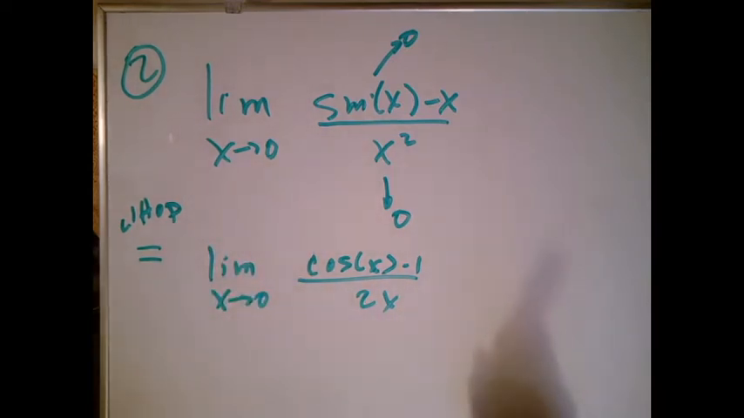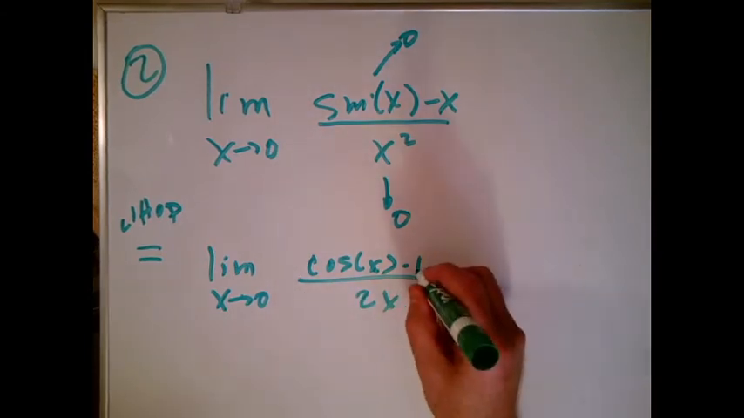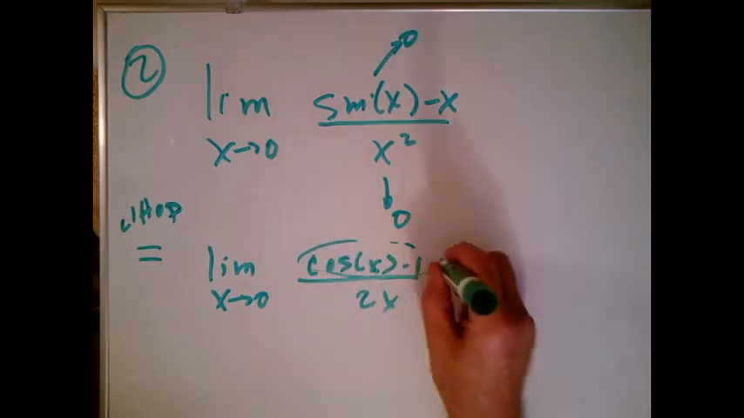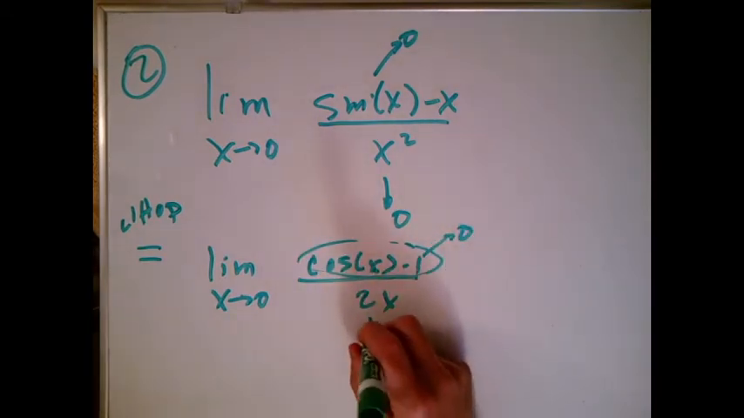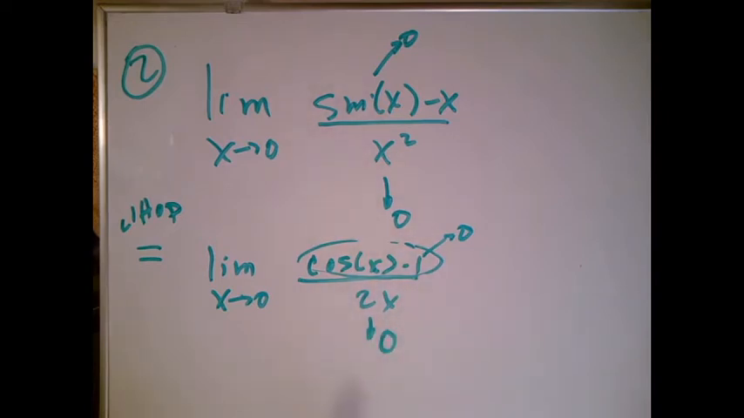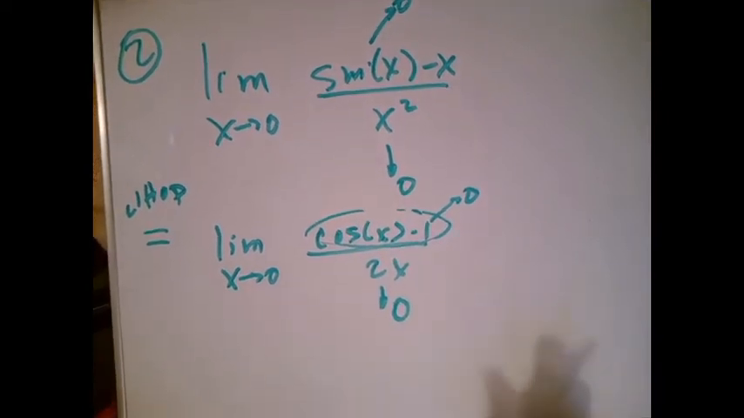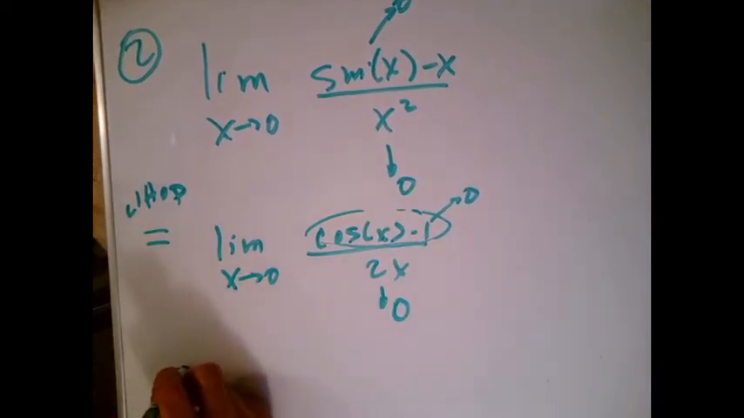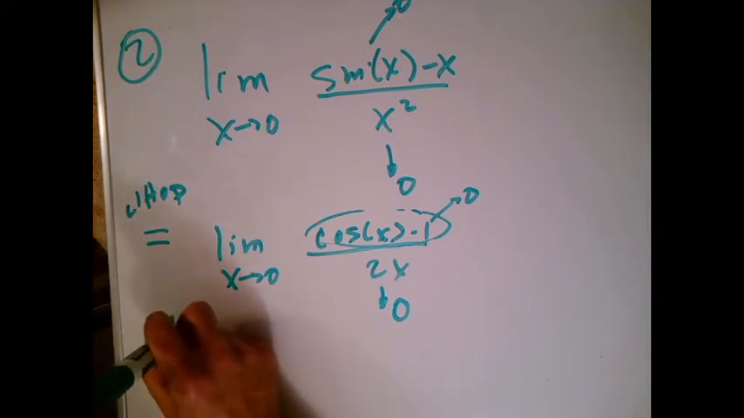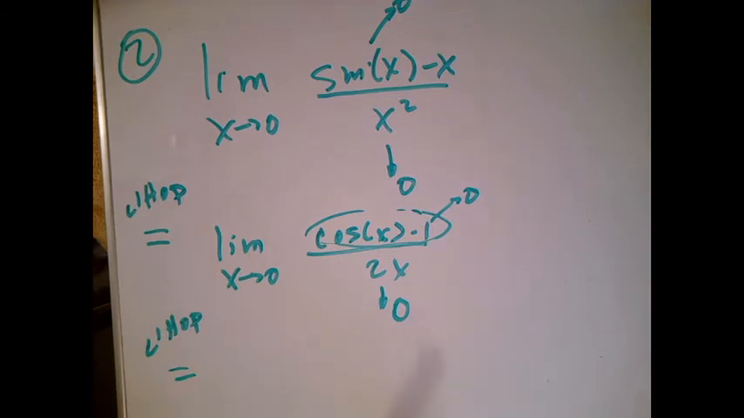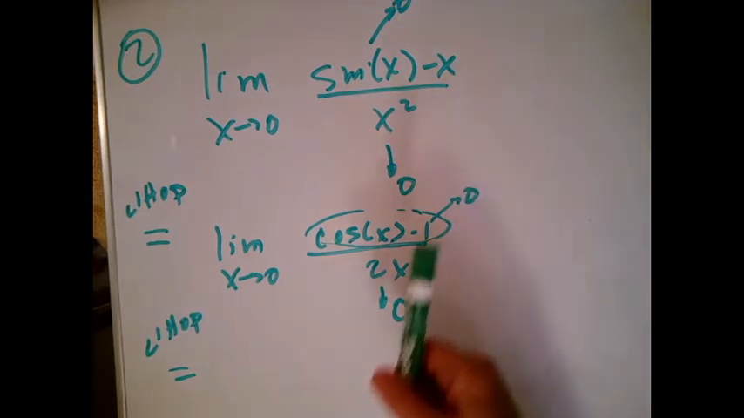Well, when you plug in 0, the cosine of 0 is 1. 1 minus 1 is 0, so the whole top, again, is going to 0. The whole bottom is going to 0 again. Now, I don't know that it got any better, but we can use L'Hopital's rule again, so we're going to try. There are cases where you can use L'Hopital's rule forever and never get the answer, so be careful. Anyways, I can use L'Hopital's rule again.